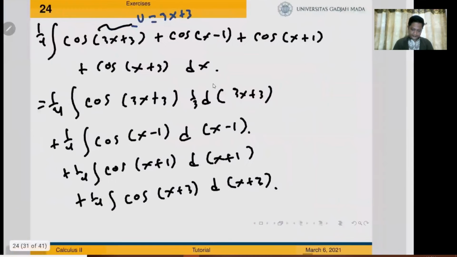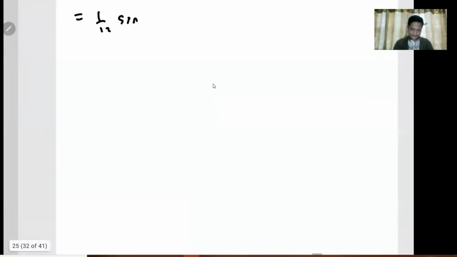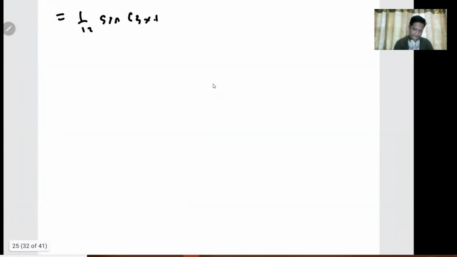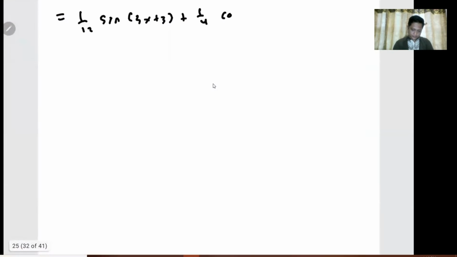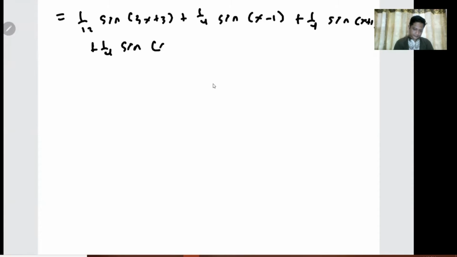So what we have is equal to, yeah, just should be easy, right? I think this one is my last step. So we have 1/12 sine of 3x plus 3, because the integral of cosine is sine, right? And the next one, should be 1/4 sine of x minus 1. And then plus 1/4 sine of x plus 1. And the last one is 1/4 sine of x plus 3, plus C.